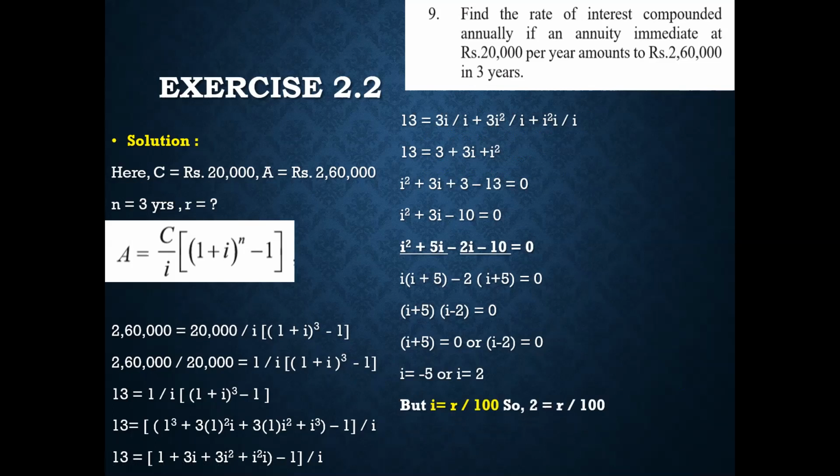But we have to find out the rate of interest. So we know the formula i = R/100. So 2 = R/100. So 100 goes to that side. 2 into 100 gives you 200% per annum. This is the rate of interest which is offered annually.